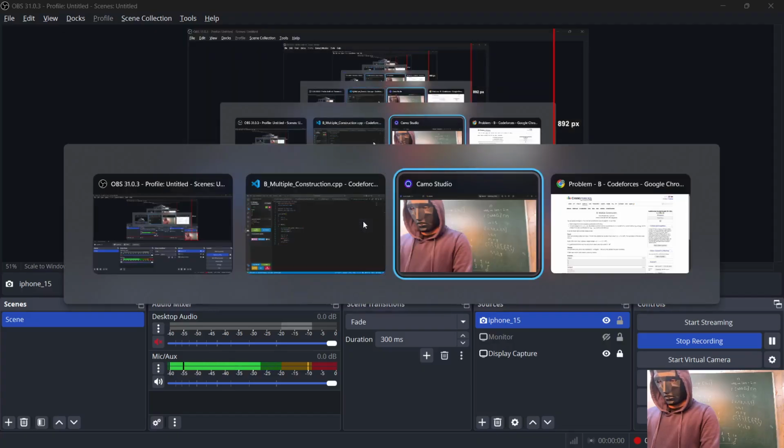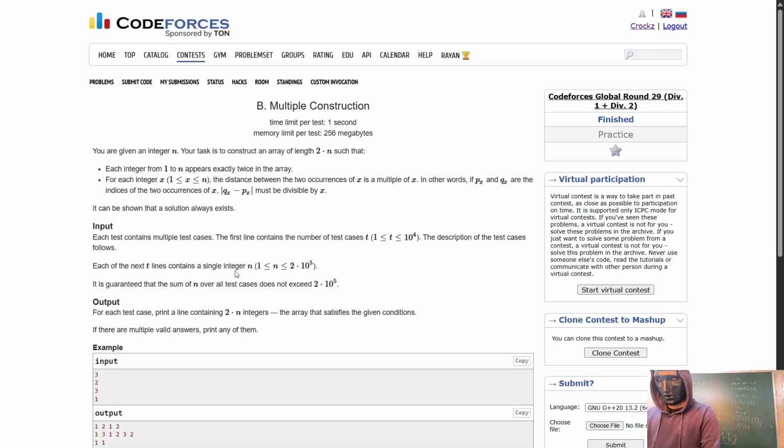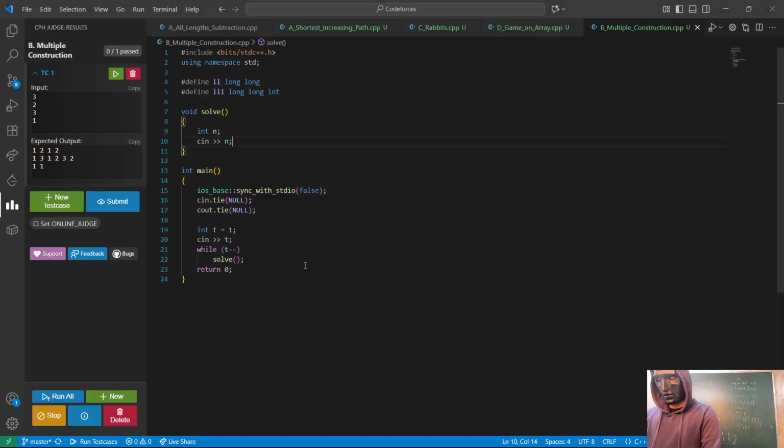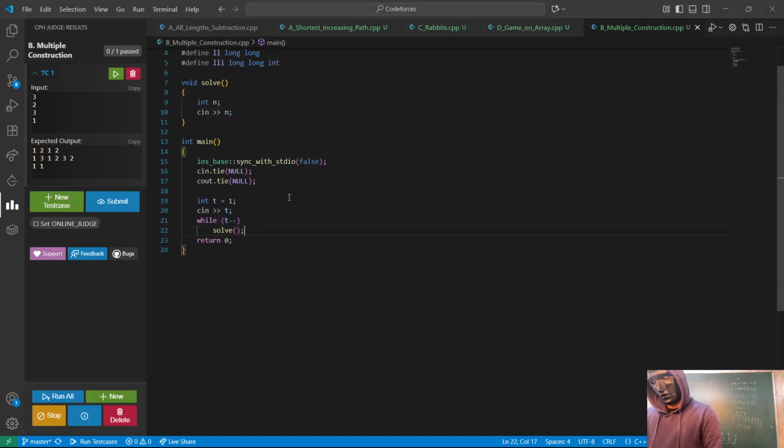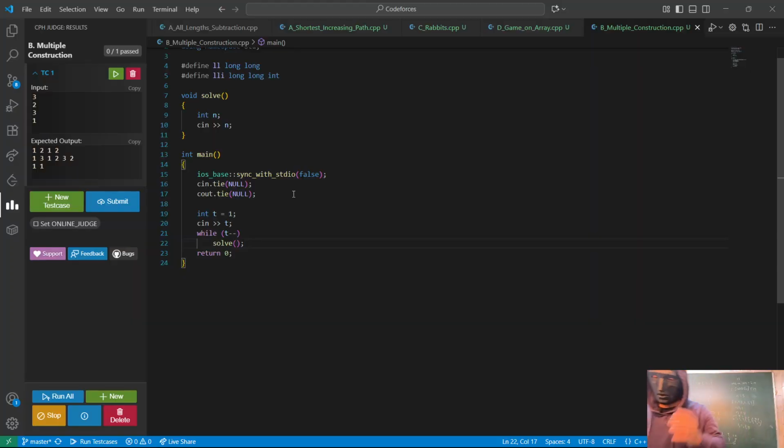So okay, we have test cases. For every test case we have an integer n. For that n we need to print the arrangement in such a way that it is valid. So as I showed on the board, that method I'll be doing. So I have the test cases here, and for every test case I have an integer n.